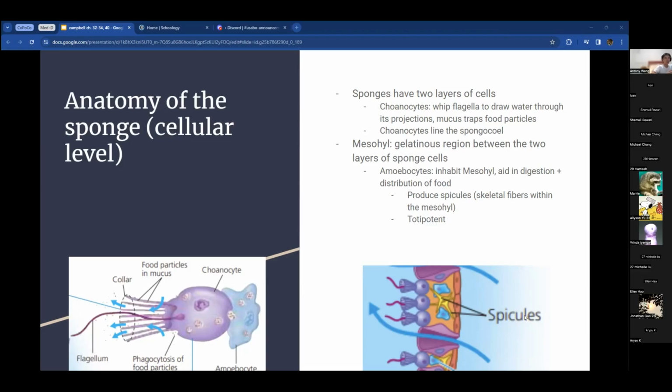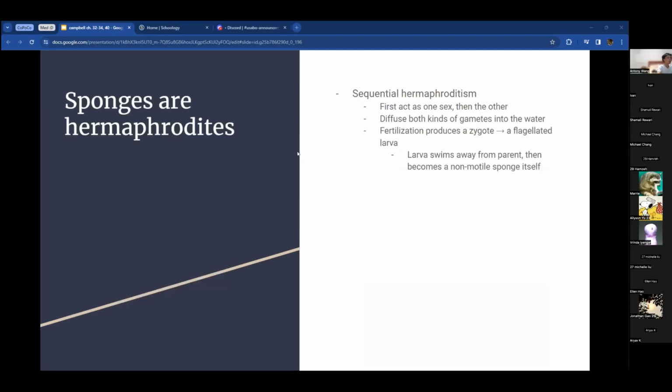Therefore, they have this mesohyl and these spicules that help to give it more support. Sponges are hermaphrodites. So sponges don't have a set gender. They start when a lot of organisms do this, where when an animal is smaller, it produces male gametes. It functions as a male. It ejects sperm into the water. As the animal grows larger, it transforms into a female.